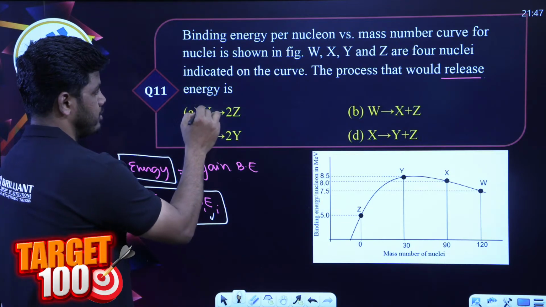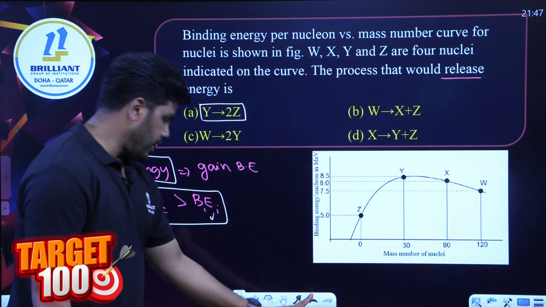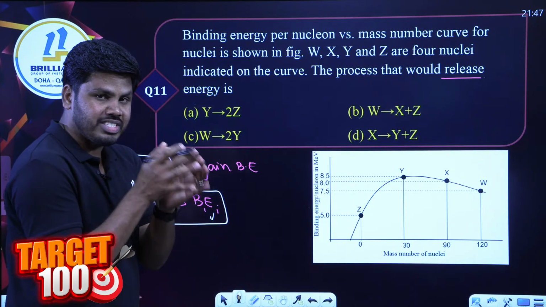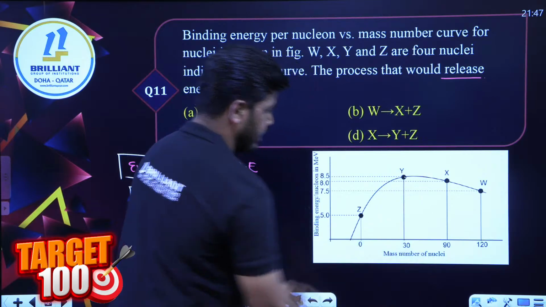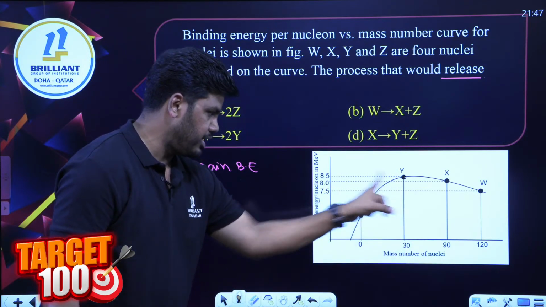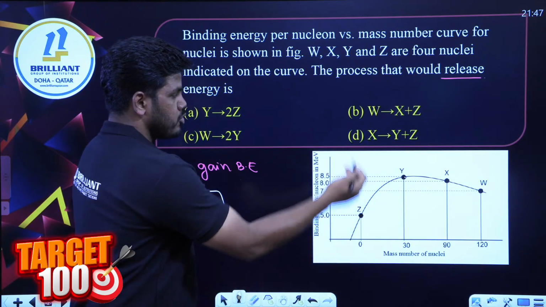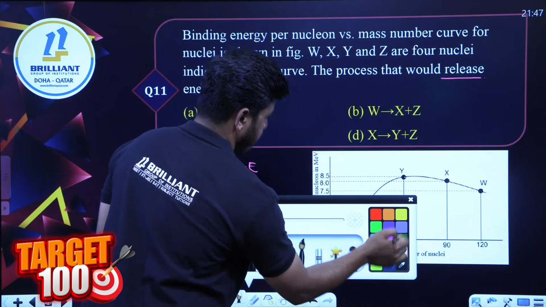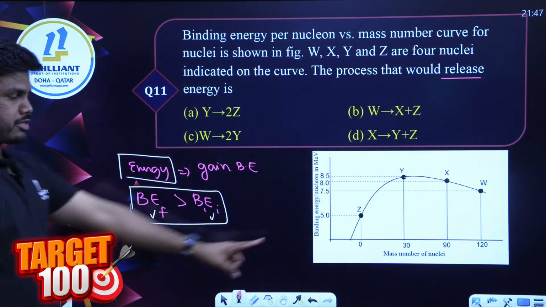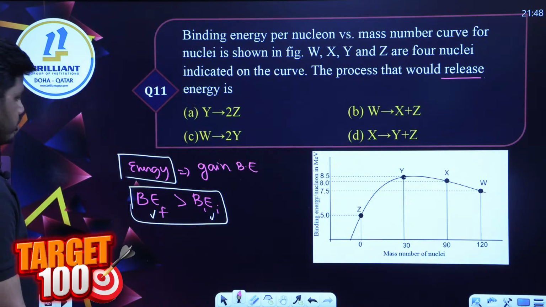See, the first option says Y divides into 2Z. Okay, look at that. Y is the highest binding energy nucleus among all these 4, right? That splits into 2. So what happens? What will be the binding energy in the first case? You have to refer to this graph throughout the solution. Okay, so I'll just move on to the next page.